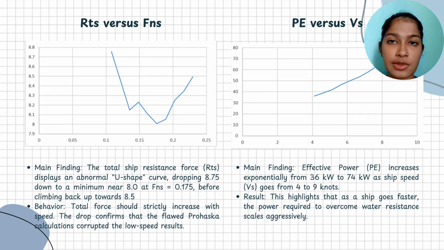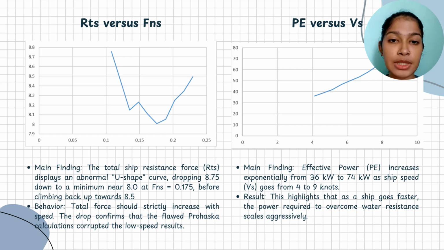As for the RTS versus FNS graph, the main finding is the total ship resistance force RTS displays an abnormal U-shape curve, dropping from 8.75 down to a minimum near 8.0 at FNS equals 0.175 before climbing up towards 8.5. The behavior of this graph shows the total force should strictly increase with the speed. The drop confirmed that the Prohaska calculation corrected the low speed result.